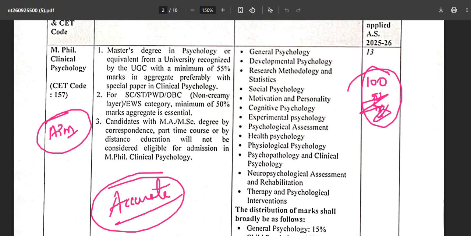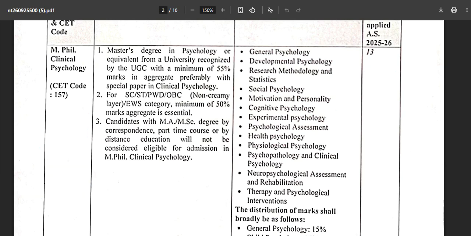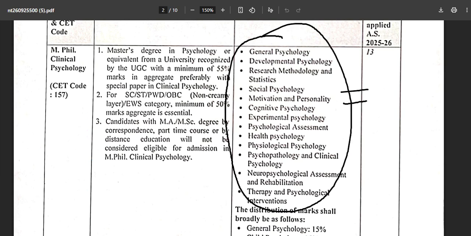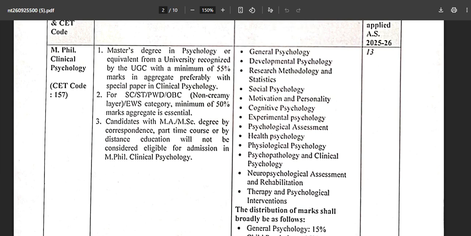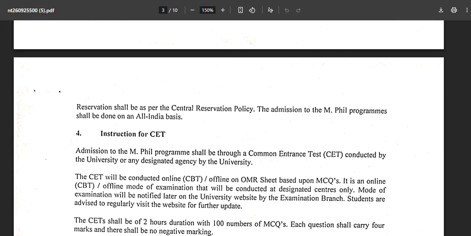But the majority of marks you will be scoring from the basics only. Okay. This is very important, and you need to prepare according to this syllabus. If you prepare according to this syllabus, you will be able to qualify for the interview. They are going to conduct an interview as well.